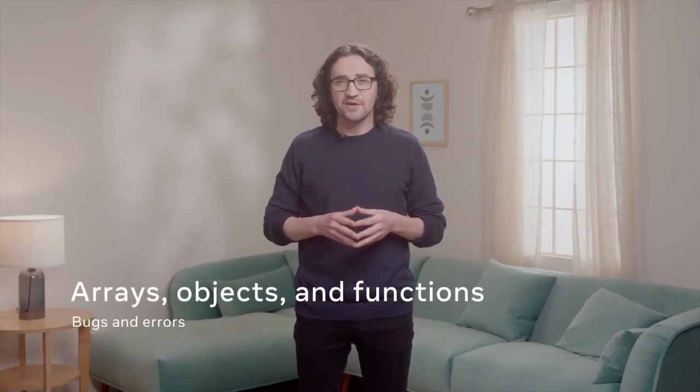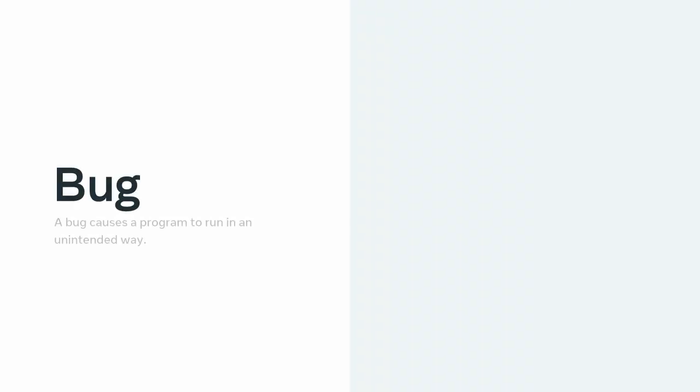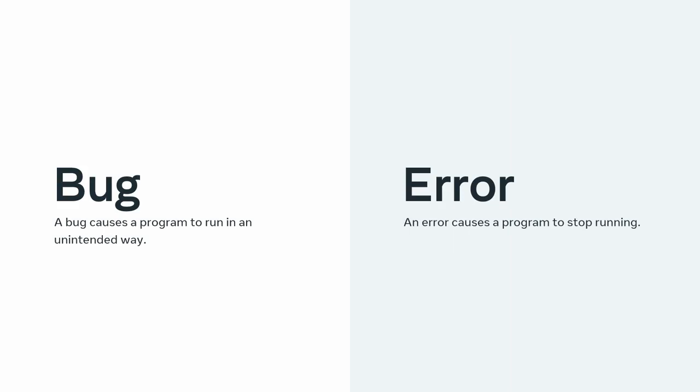Isn't it frustrating when you're working at your computer and an error message appears on the screen and forces you to stop what you're doing? When a bug happens, our program keeps running, but it behaves in the way we didn't intend. When an error happens, our program stops running as the result of an error. In this video, you will learn about bugs and errors in JavaScript and some of the common error types, such as syntax, reference, and type errors.